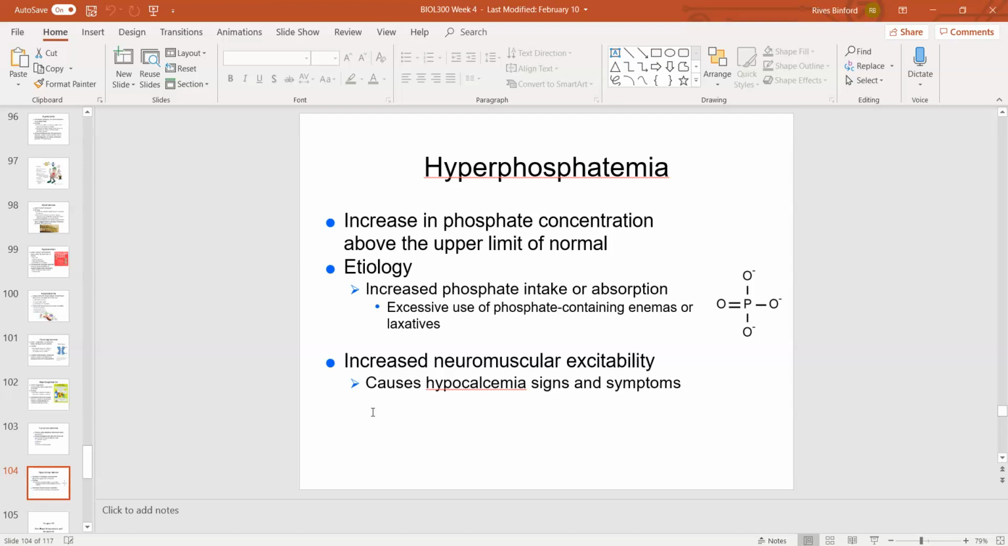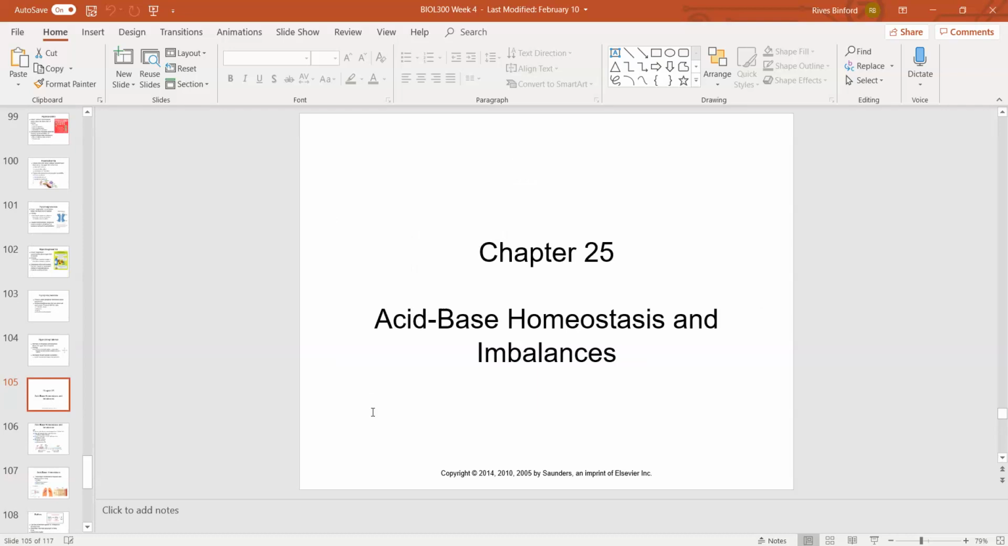Now, of course, if somebody has too much phosphate, they have too much energy in the cell, and certain enemas or laxatives may contain phosphate, and that would be one way to get hyperphosphatemia.